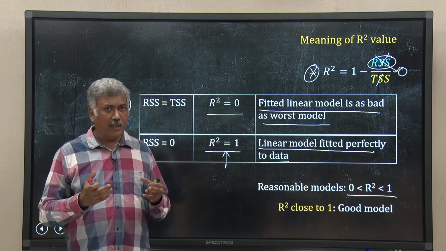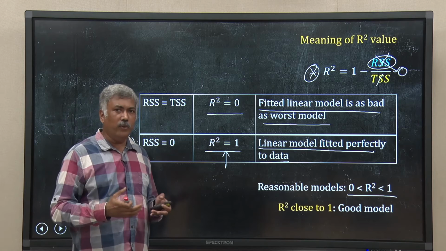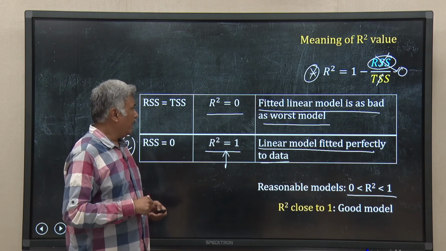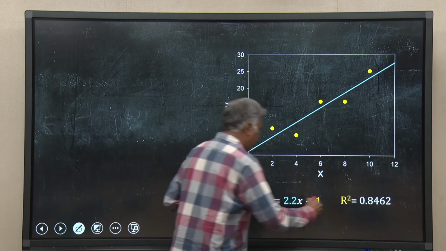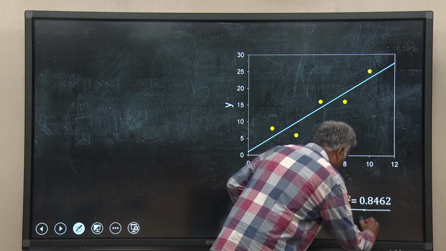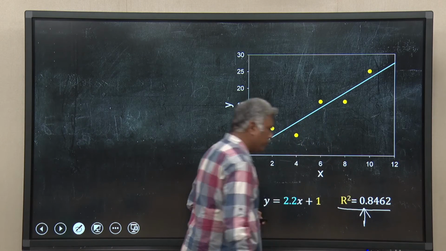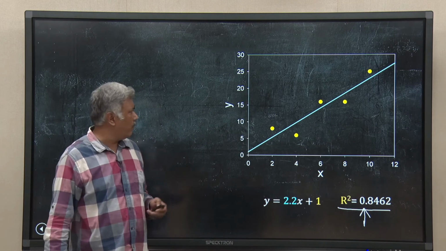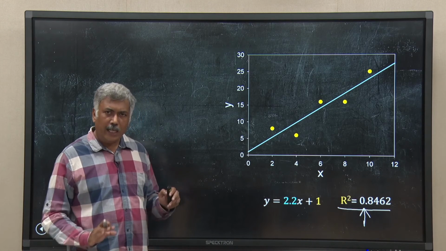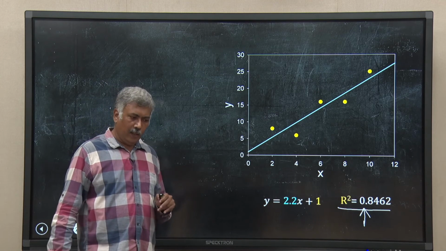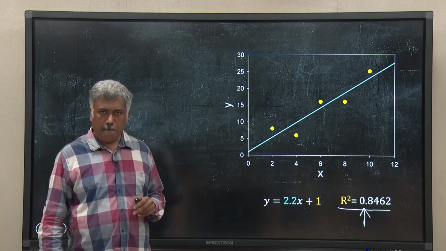I would like to have an r square value close to 1, and I have done that for my data. I have calculated the r square, and it turned out to be 0.8462, quite reasonable for the dispersion that I have in the data. That is quite a reasonable r square, and I am happy with this. So, this is the first diagnostic.